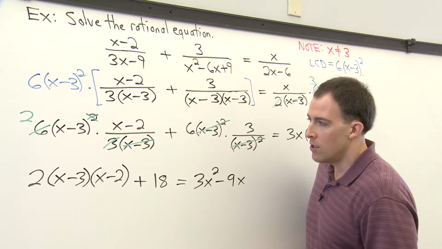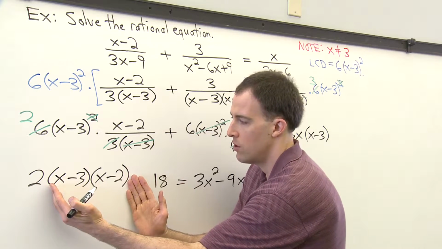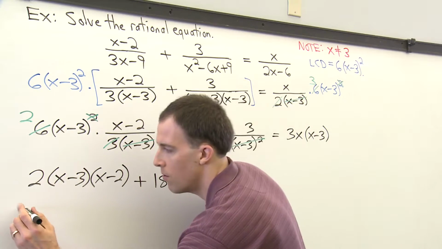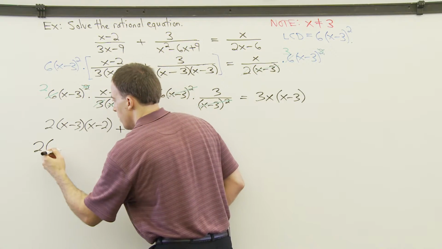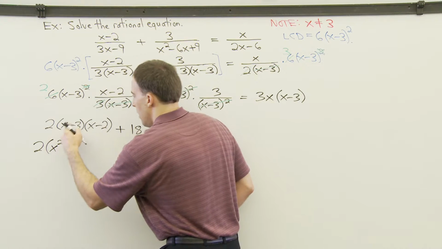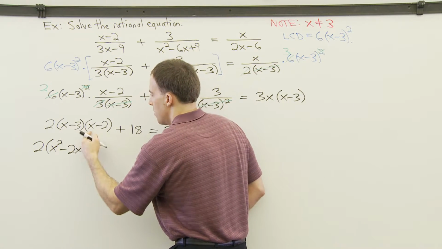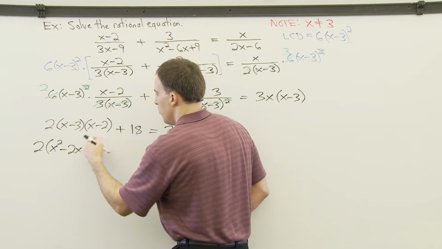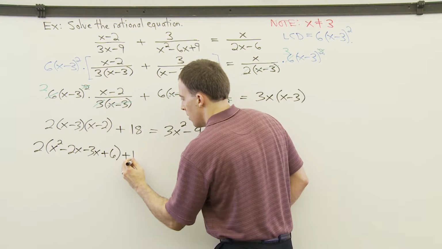Let's size up what we need to do now. On the left side, we've got a FOIL. We've got to multiply the x minus 3 by the x minus 2, and then eventually distribute the 2 through. So I'm going to multiply x minus 3 times x minus 2 now by the FOIL technique. That's going to be x squared minus 2x minus 3x, and then plus 6. And then bring down the plus 18.